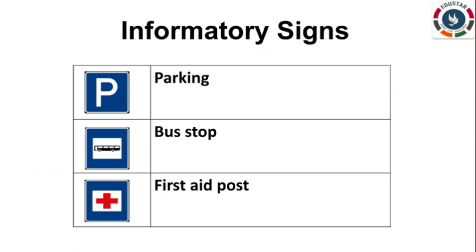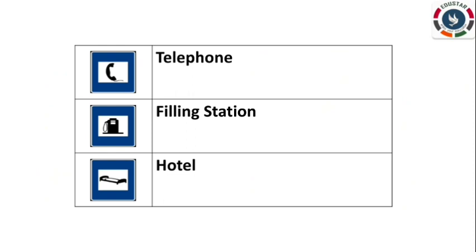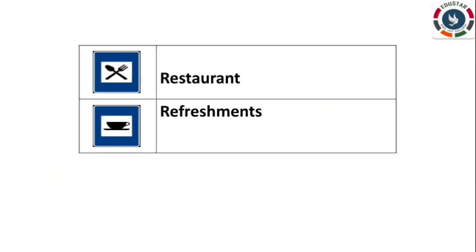First one, that symbol is used for parking. The next symbol indicates bus stop. Third one indicates the first aid post. Next one, telephone. Next one, filling station. If you see this board, some filling station is near. Next symbol indicates hotel. Next symbol, restaurant, and the last symbol indicates refreshments.